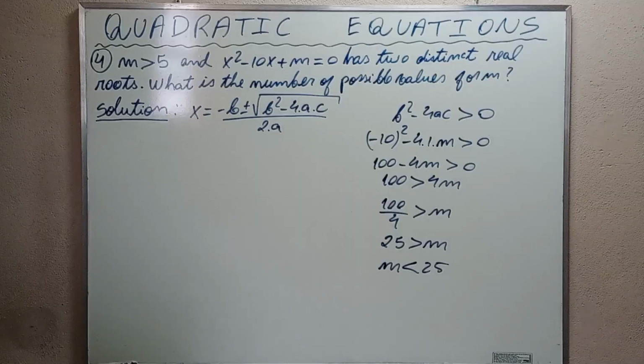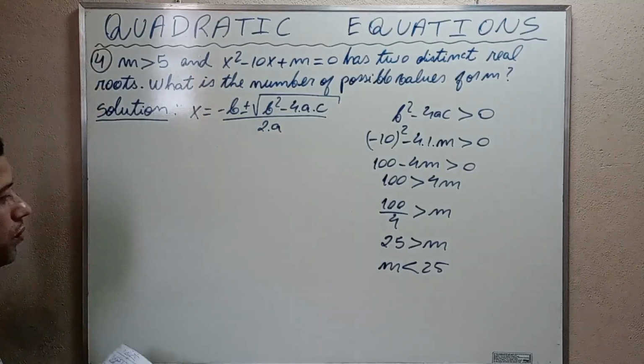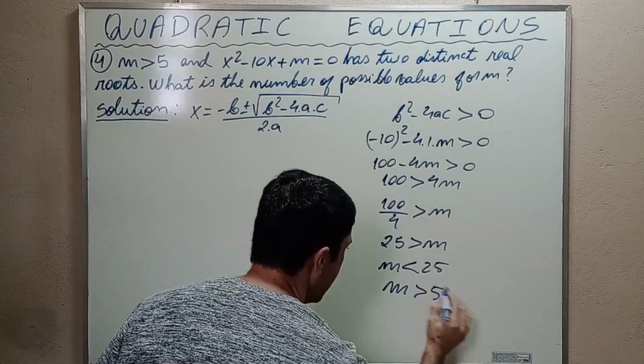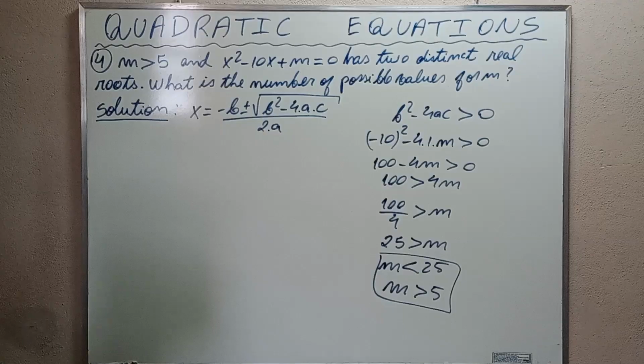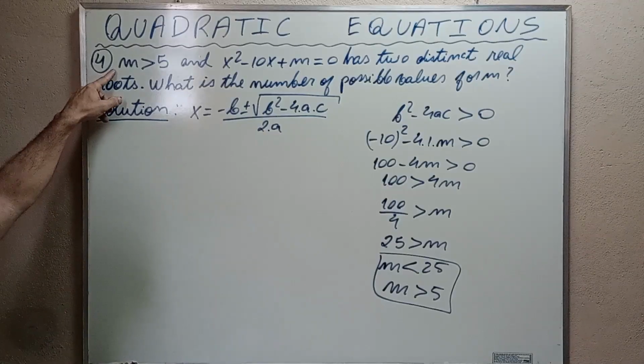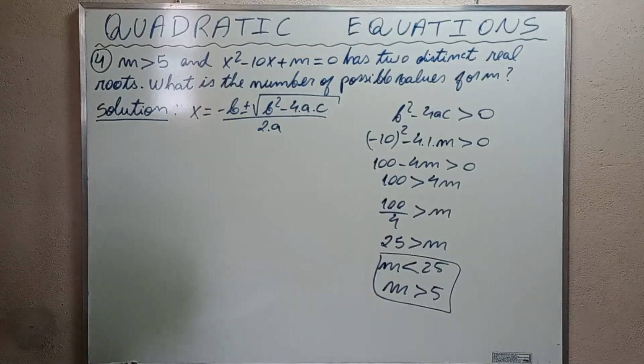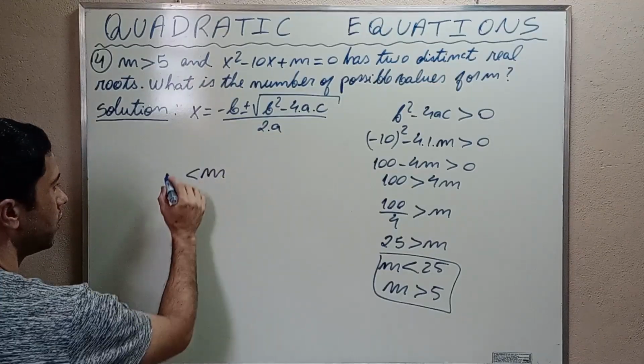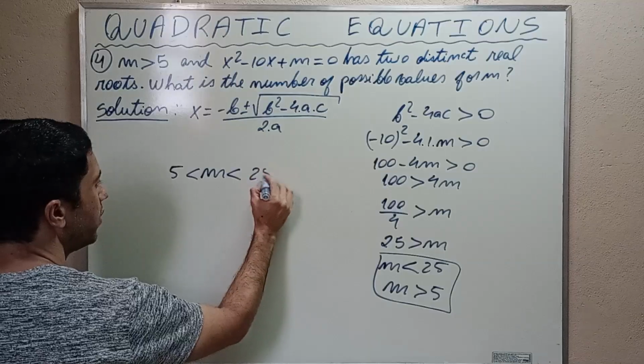As m has to be greater than 5, the exercise imposes this initial condition: m has to be greater than 5 and less than 25. These are the conditions. One was imposed by the exercise, the other we just discovered. As m has to be greater than 5 and less than 25, and as the exercise imposed that m is an integer, then m is greater than 5 and less than 25. Okay?